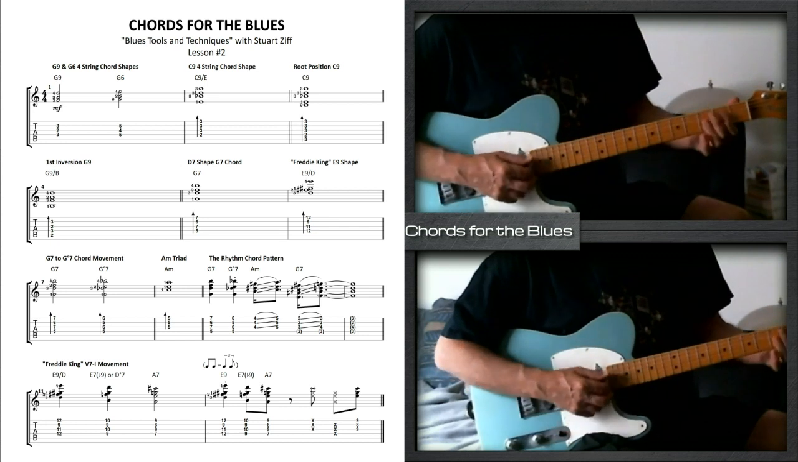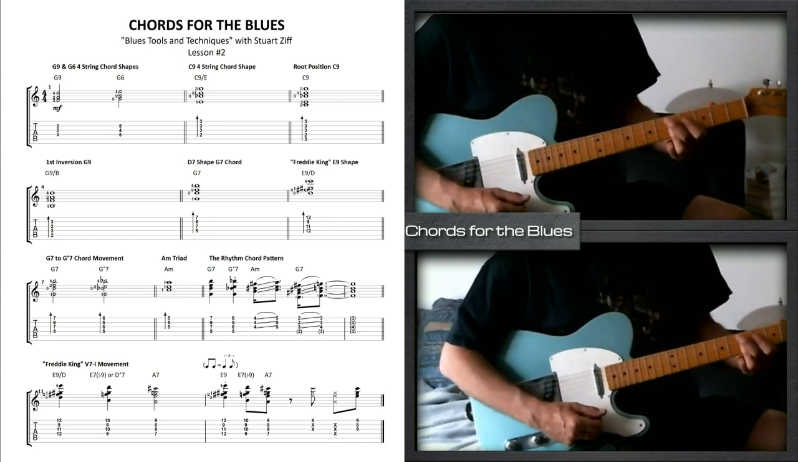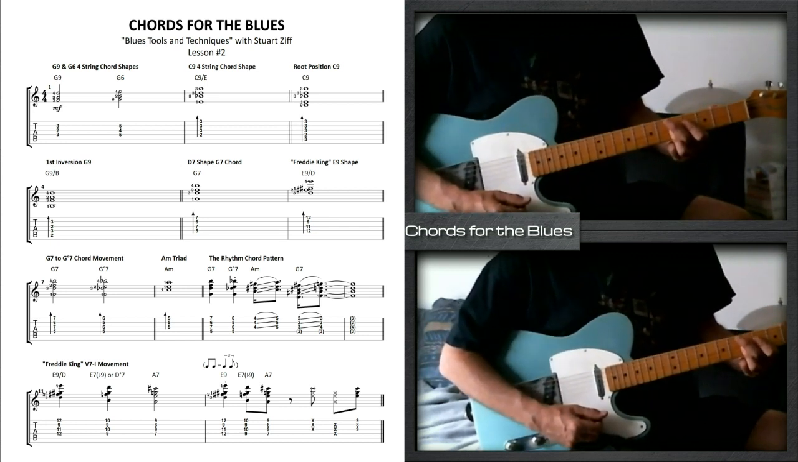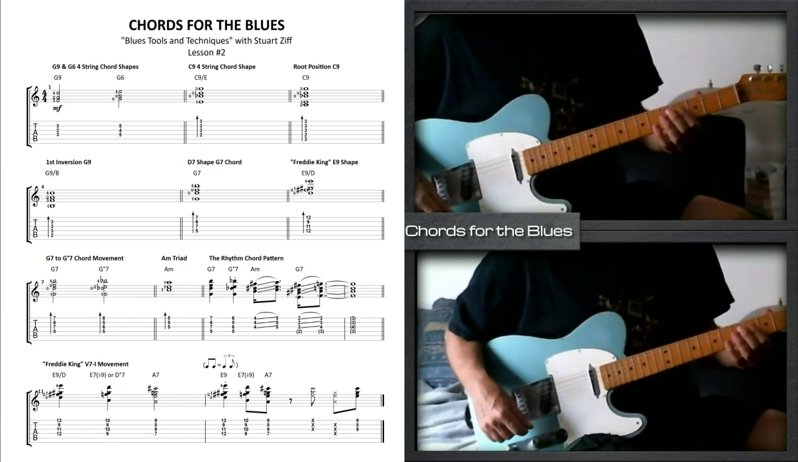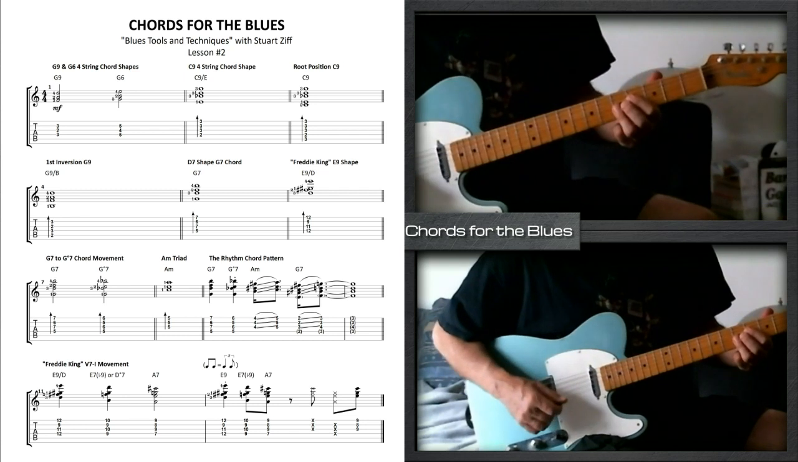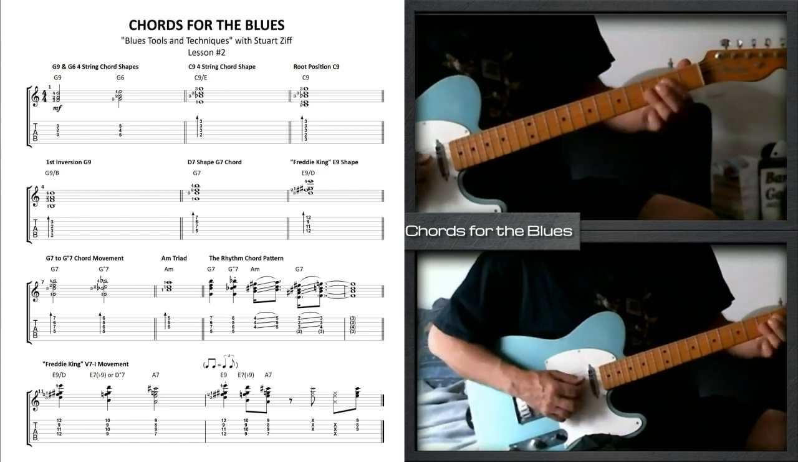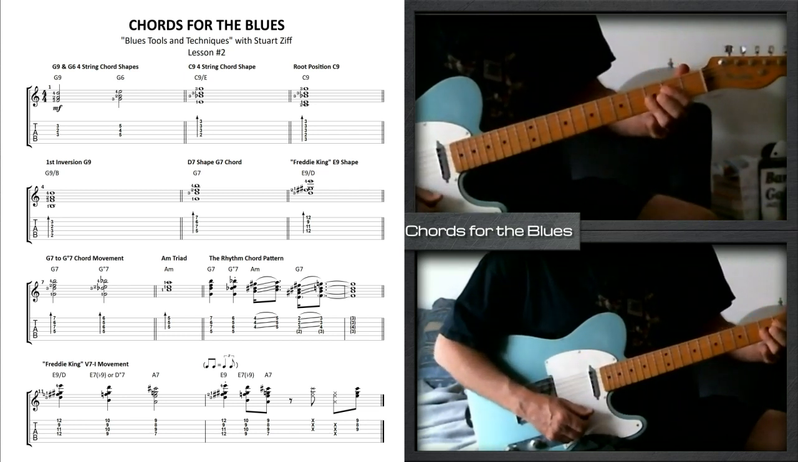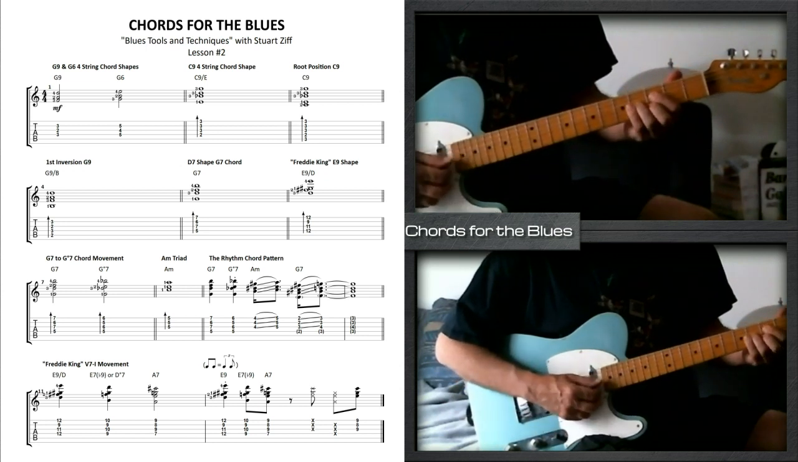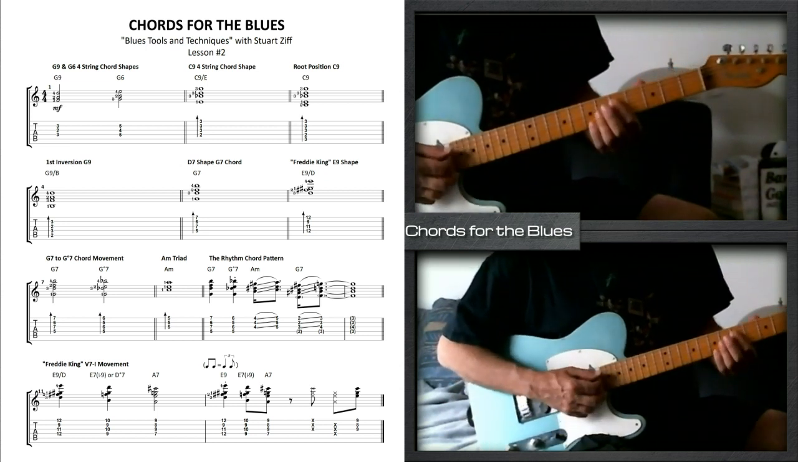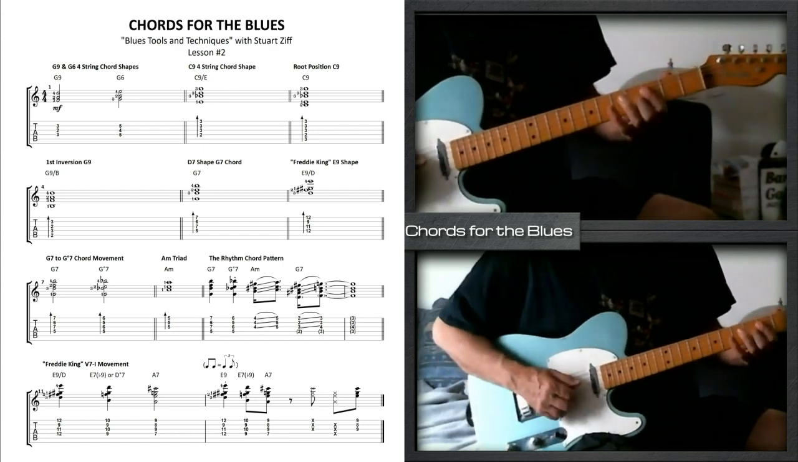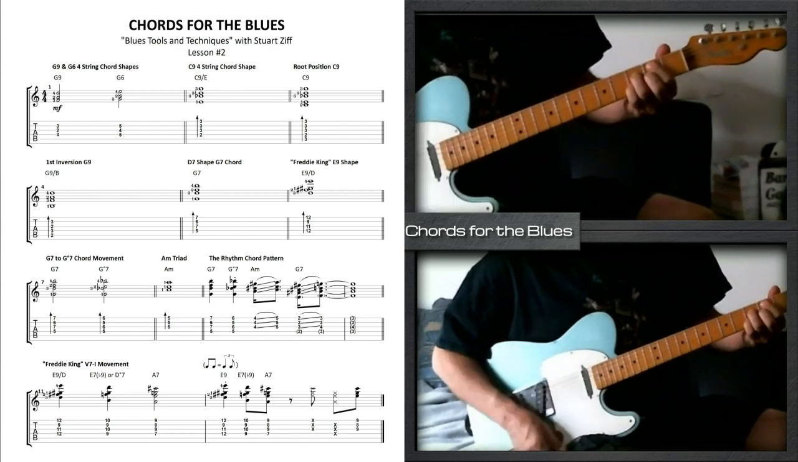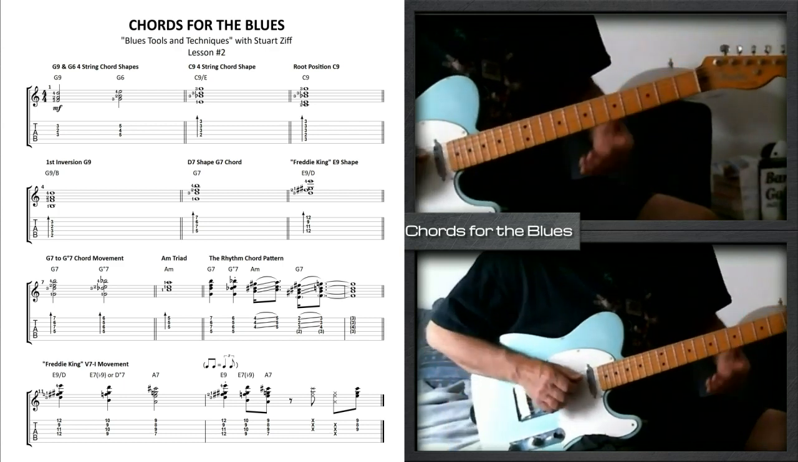Now for D9, we're just going to simply move it up to the 4th and the 5th fret. Technically it's the 4th position because our first finger is at the 4th fret. So there's D9, there's C9, and there's G7.